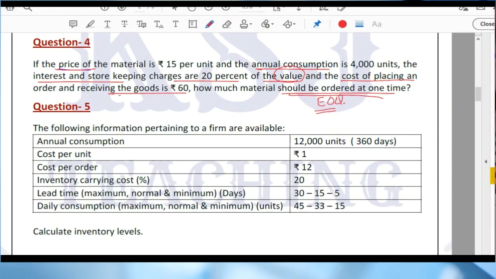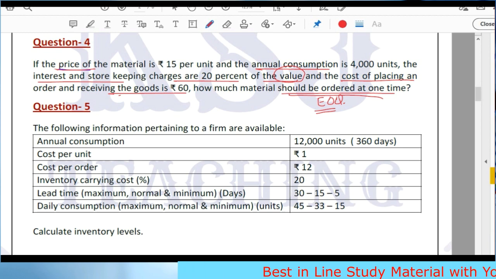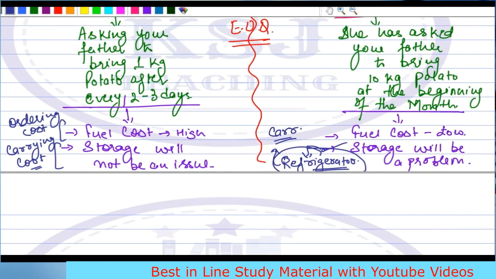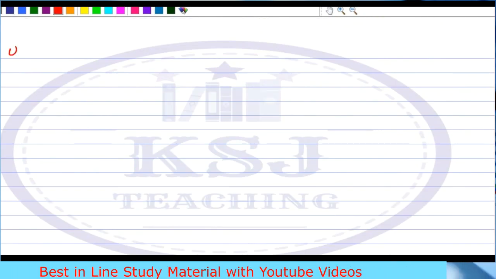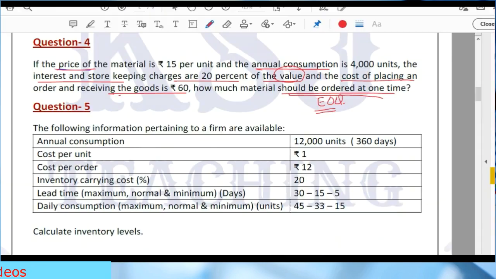Now, we have to identify, see, for the EOQ, you need 3 things. One is the annual requirement, second is the ordering cost, and third is the carrying cost. Okay, let's see. Question number 4. For question number 4, what is the annual requirement? Annual requirement is given as 4,000 units.